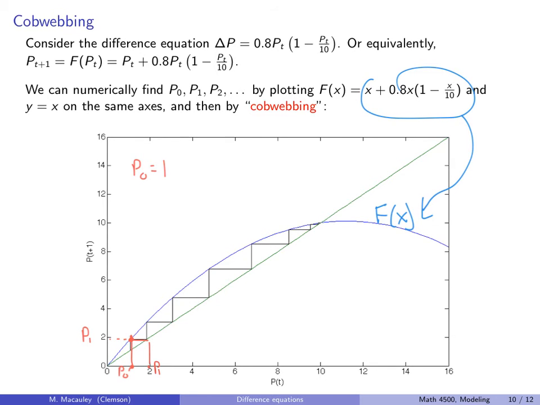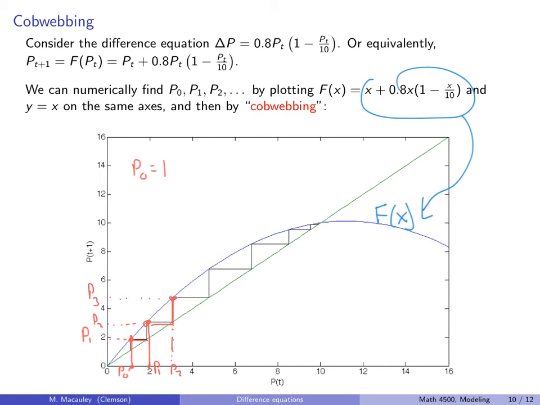Now P2, we take this point P1 and we go up there. And this is now P2. So for P3, we have to bring P2 down to the x-axis. So we start at P2 and we go over to the line y equals x. And then we go down here, this is P2. And then P3 is you take that value and you go up here. And this now is P3.